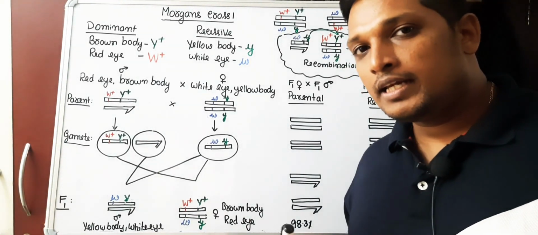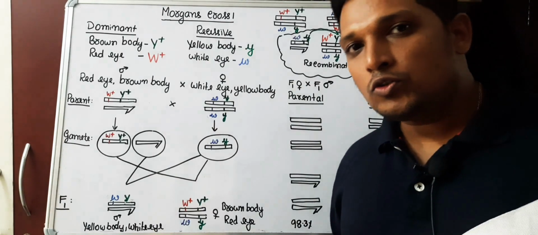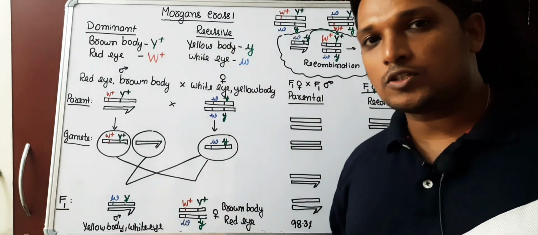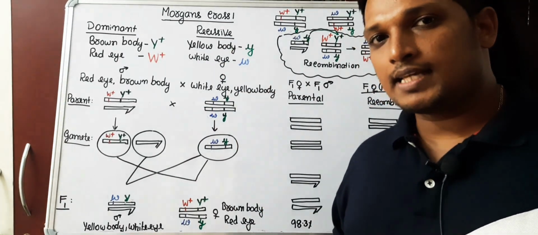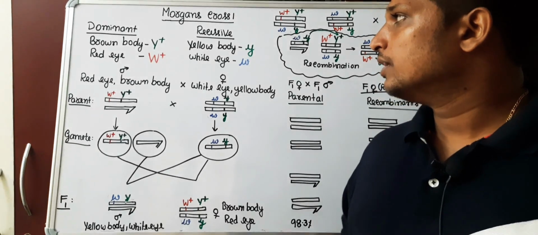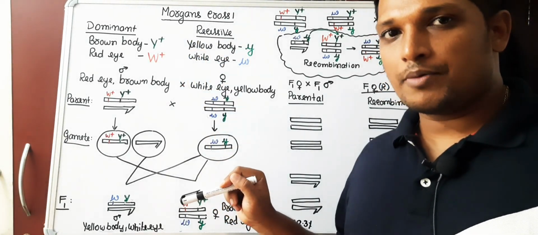So what did he do? T.H. Morgan did two crosses. Let us understand his first cross to understand what exactly is linkage and recombination. He took the fruit fly Drosophila.